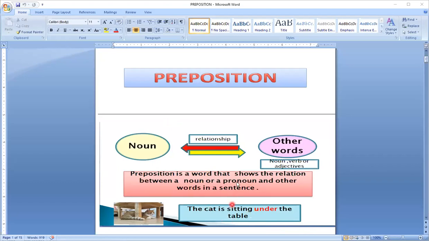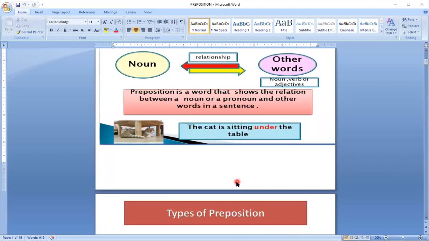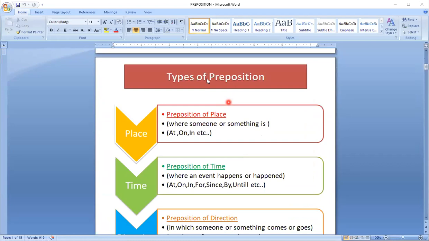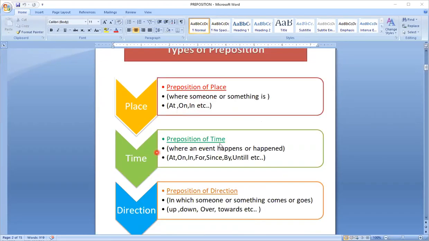So now let's look at the types. Here there are three types of prepositions. Okay, so first is preposition of place, then preposition of time, then preposition of direction. Okay, so where someone or something is, जब हम किसी के बारे में बात कर रहे हैं कि कोई कहाँ पर है, किस जगह है, we use a preposition of place. For example, we use at, on, in.